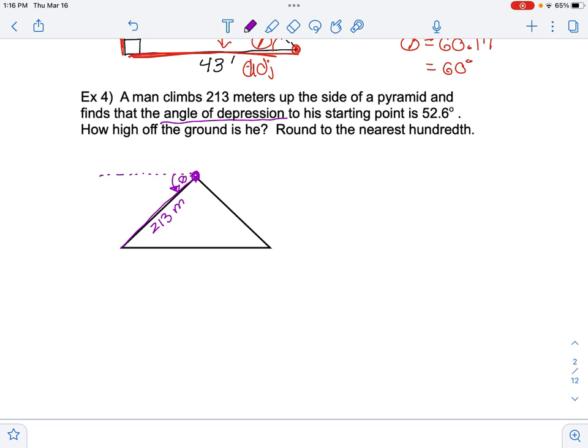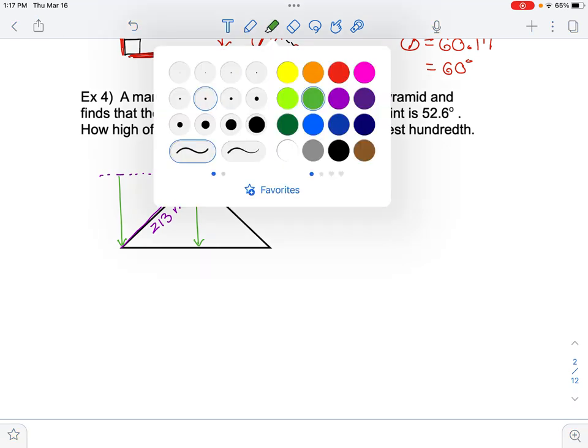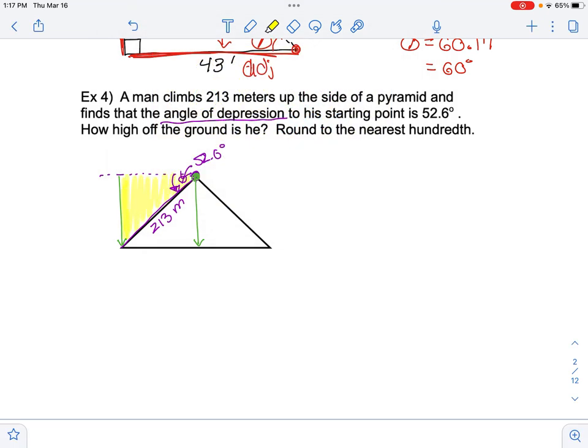The angle of depression to his starting point is 52.6. So actually, they're giving us the angle of depression here. We know that this angle is 52.6 degrees. We want to know how high off the ground he is. Well, our guy's standing right here, right? His height is going to go straight down. The one thing I like to remind you guys is you can draw that height anywhere. You can draw the height right where I drew it, or you could draw the height right over here. It doesn't matter. It's the same height. Somewhere in this picture, you just need to pick a triangle. I'm going to focus on this triangle right here.